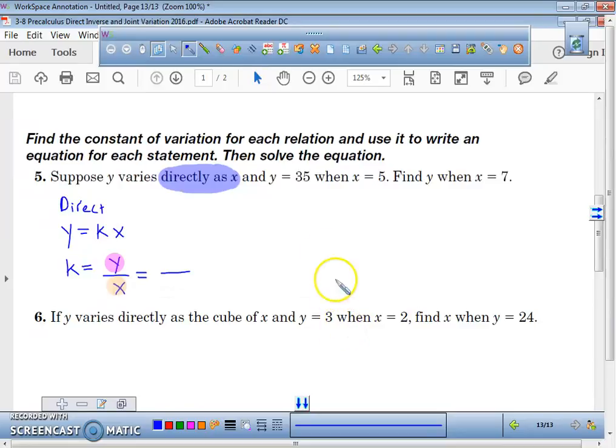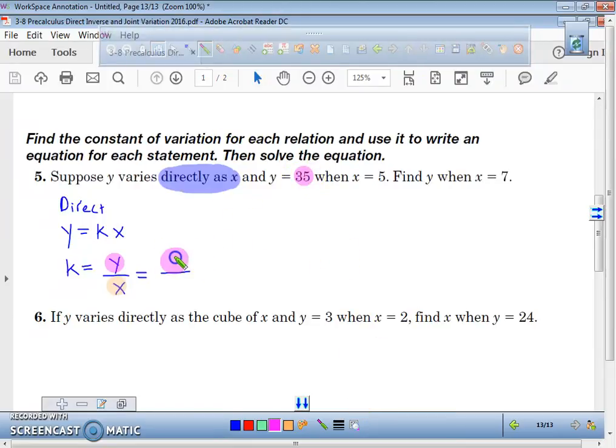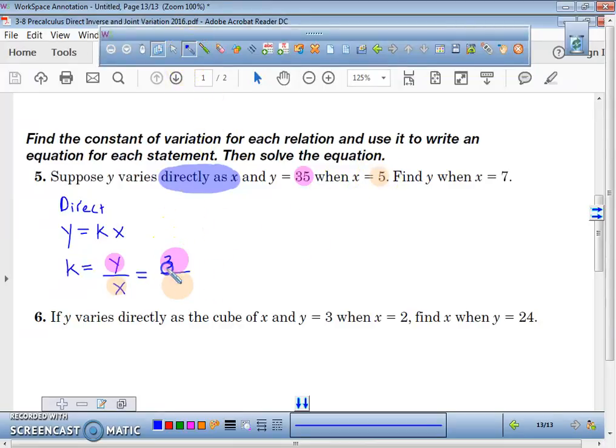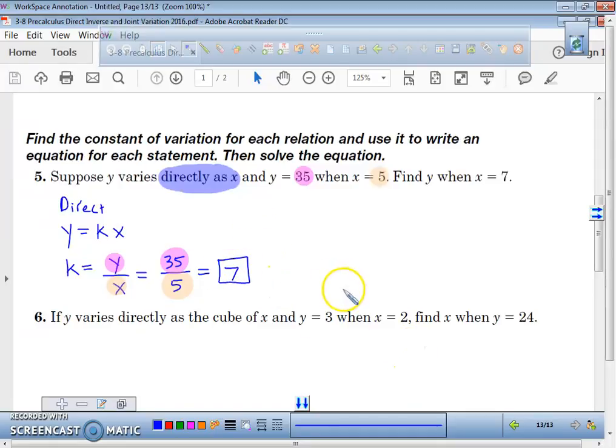By the way, could you give me right now a y value or an x value you think we could possibly use in this problem? 35. Ooh, right here, 35? Put 35 in. And 5. And 5. Put it there. So it's right here. Put 35 over 5. And interestingly enough, what do we get? 7. Bam. 7.